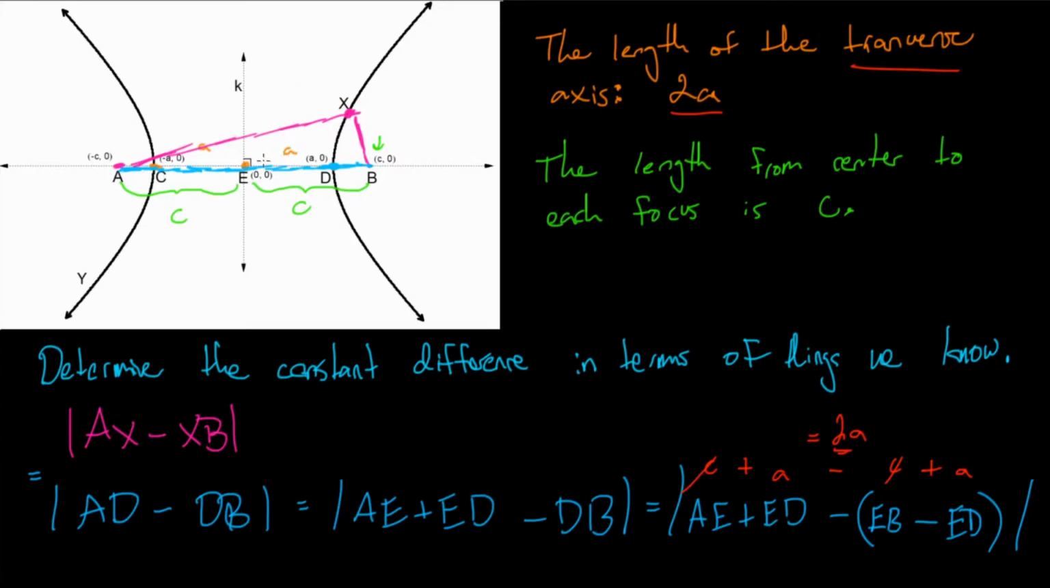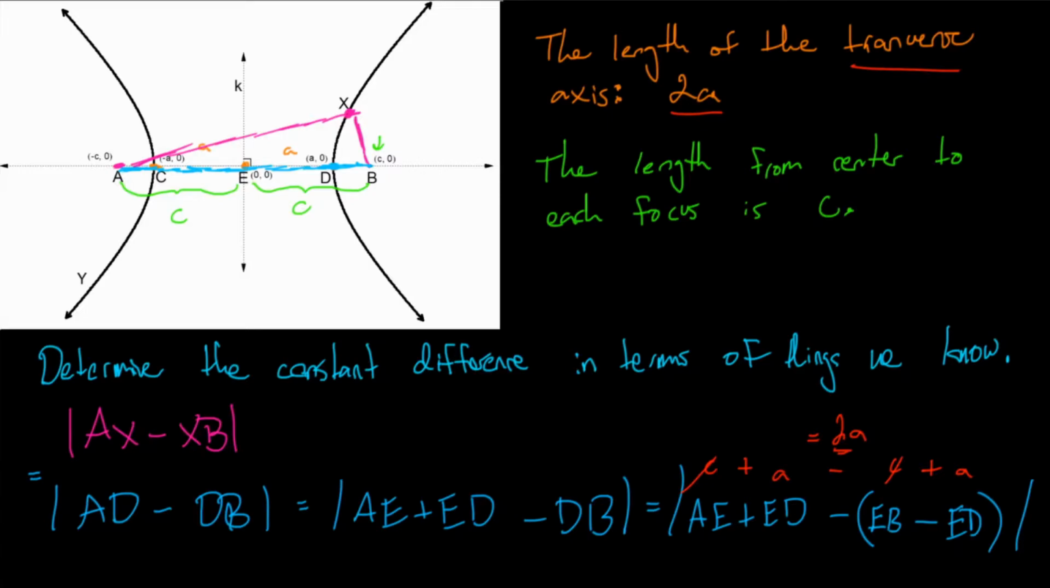So that value a, the distance between the center and the vertex, is a very relevant number. It determines this hyperbola. Let me say that one more time. The constant difference that defines this hyperbola is the length of the transverse axis.